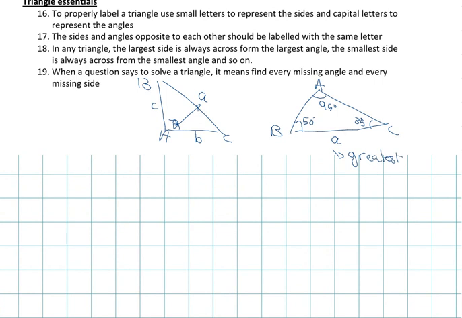Which one is going to be your smallest side? Opposite to angle C, so it's going to be side C. That's your smallest side, because it's across from your smallest angle. Does it make sense?